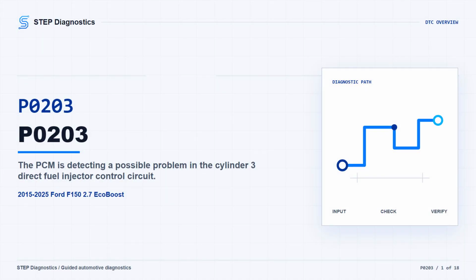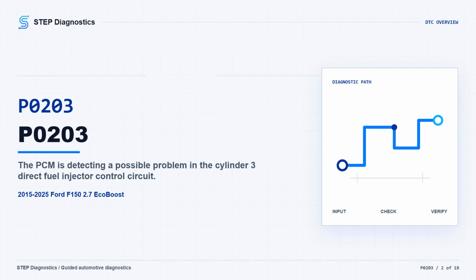On this 2015 to 2025 F150 with the 2.7 EcoBoost, P0203 points us toward the cylinder 3 direct fuel injector control circuit. In plain language, the PCM may be seeing that injector circuit act inoperative, electrically abnormal, or outside its expected control behavior. The truck may have a misfire, rough idle, hard start, no start, or it may only set the code under certain conditions.